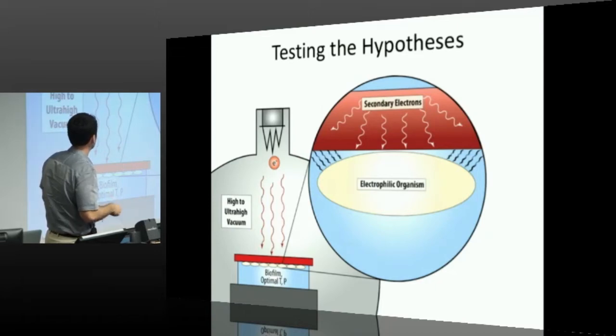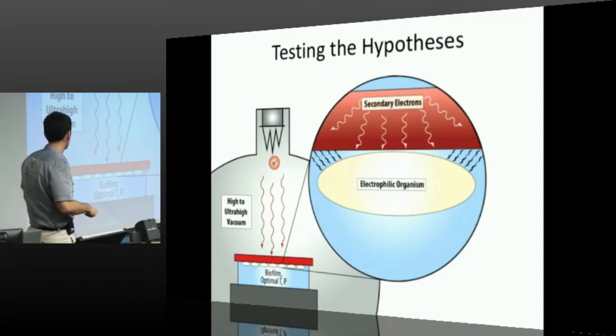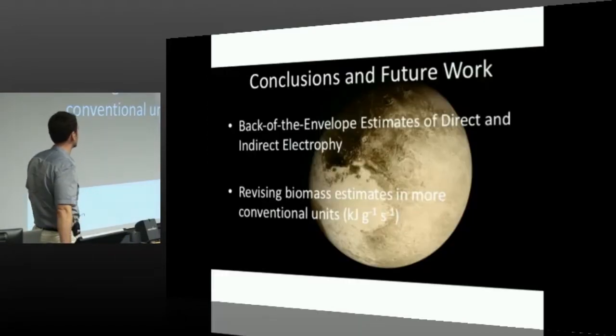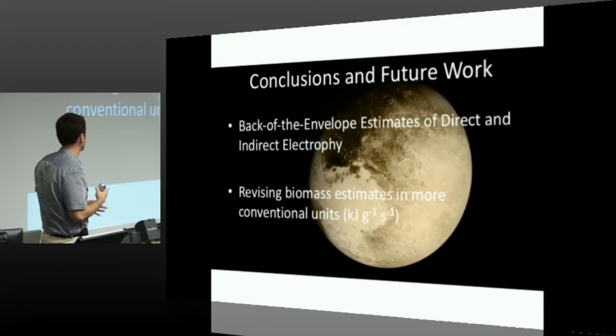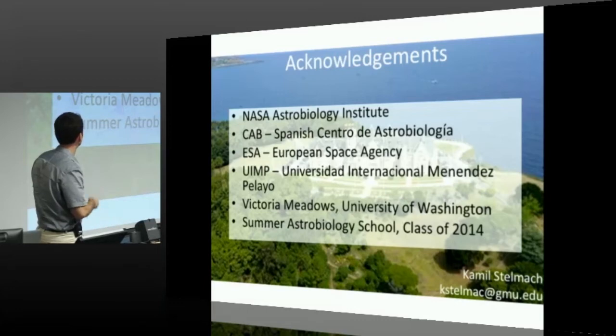And in terms of testing the hypothesis, the easiest way right now would be to use one of the terrestrial electrophilic organisms and then using these secondary electrons to power them. And so basically I just went over the kind of back of the envelope estimates that we had for direct and indirect electrophy. And now we're just revising our biomass estimates and putting in some electrochemistry, thermodynamics before finishing everything off, and just some acknowledgments.